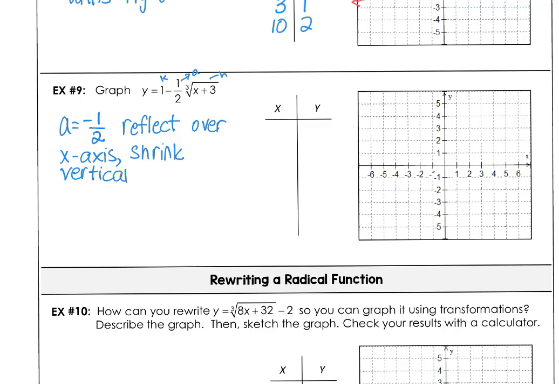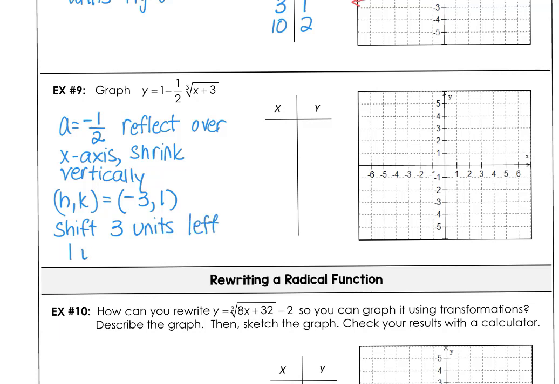And then the translation, our H, K, is going to be negative 3 and positive 1. So that's going to translate our graph 3 units left and 1 unit up. It's going to translate the parent. So our shift, we could say it's a shift 3 units to the left and 1 unit up.